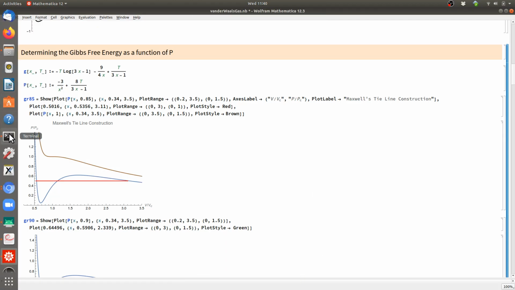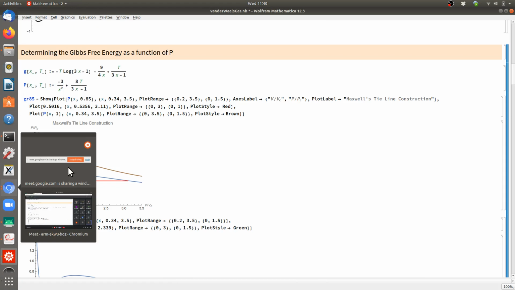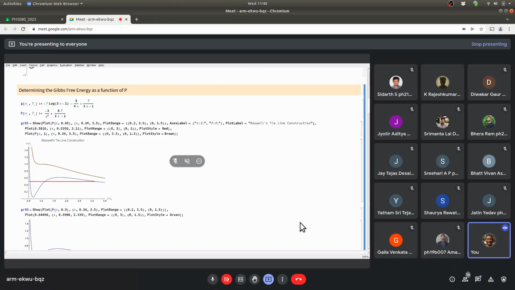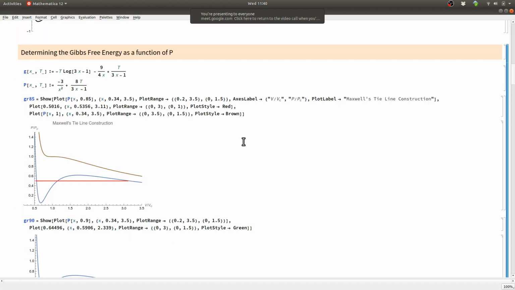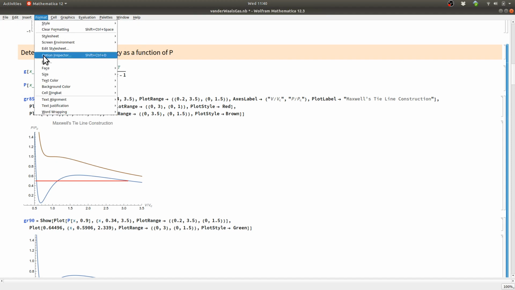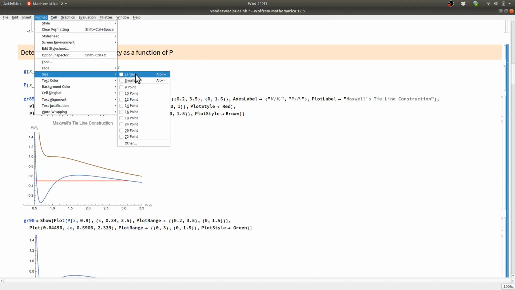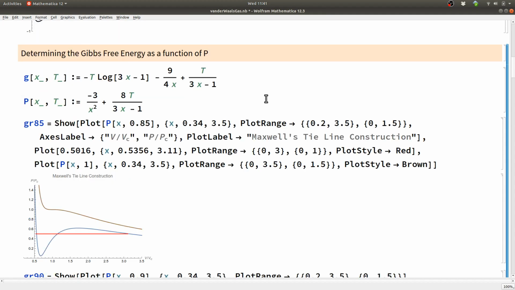Okay. So you can see it now? Yes, sir. Good. Is it too small? I can increase the font size. Okay, I'll do that. Now you can see it, right? Yes, sir. Okay.